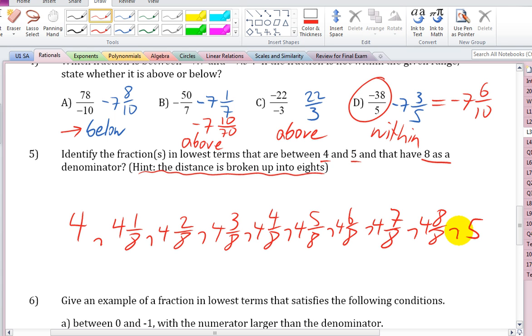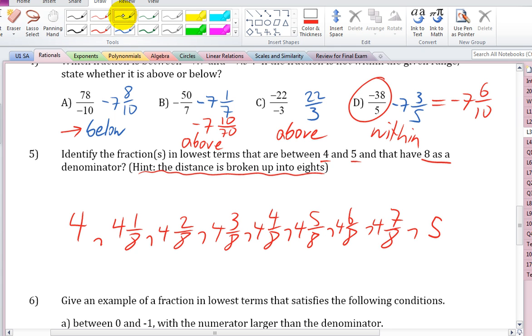Emma, you want to say something? Yeah, these are the same thing. Okay, these two are the same thing. So Emma's right. This is like 4 and a whole number, so it should just be 5. Once you get to 8/8, you're at the next whole number.